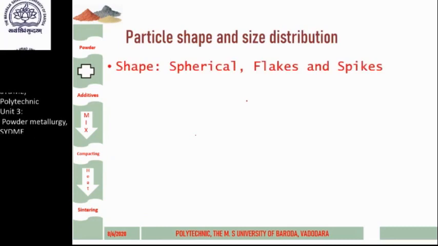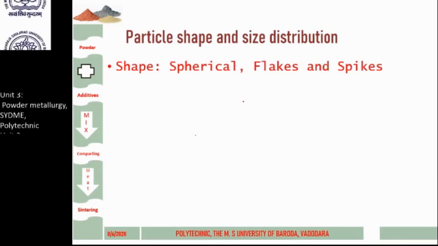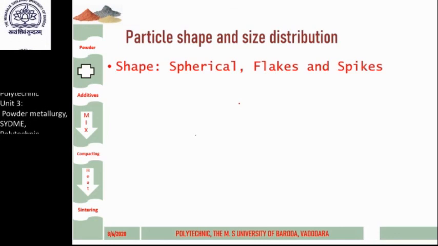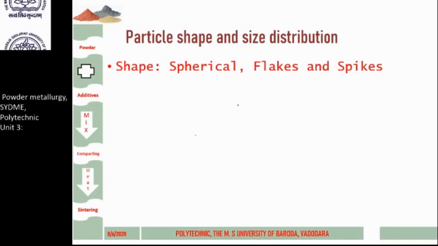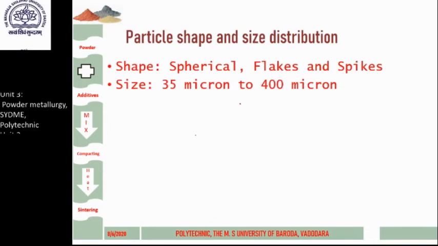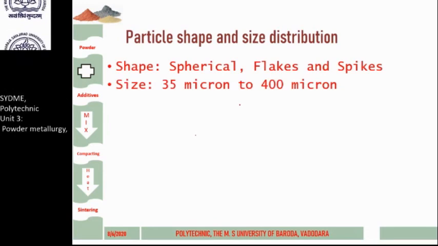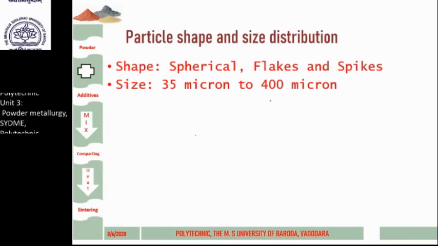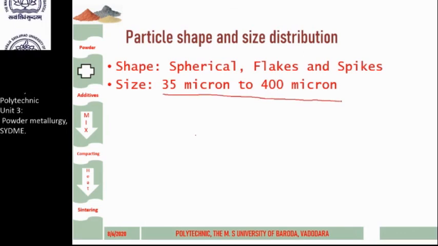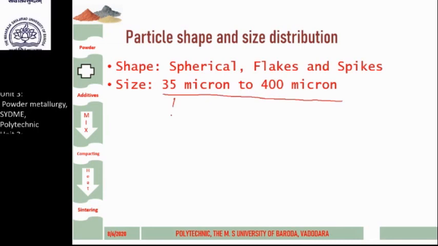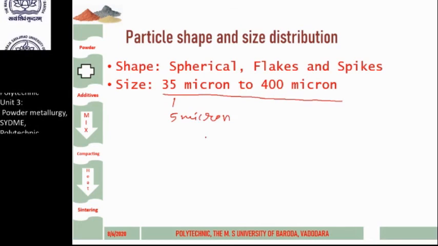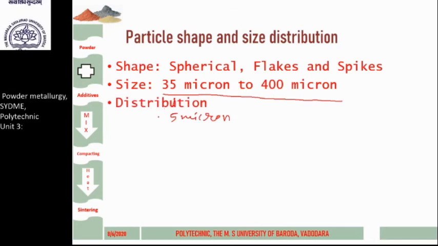So, particle shape and size distribution. Particles can be spherical, flakes and spikes, broadly. Then the size of powder particles used in this process ranges from 35 micron to 400 micron. These are the generalized sizes. Special applications may demand this to come down to 5 micron or so. Okay, then we have distribution.